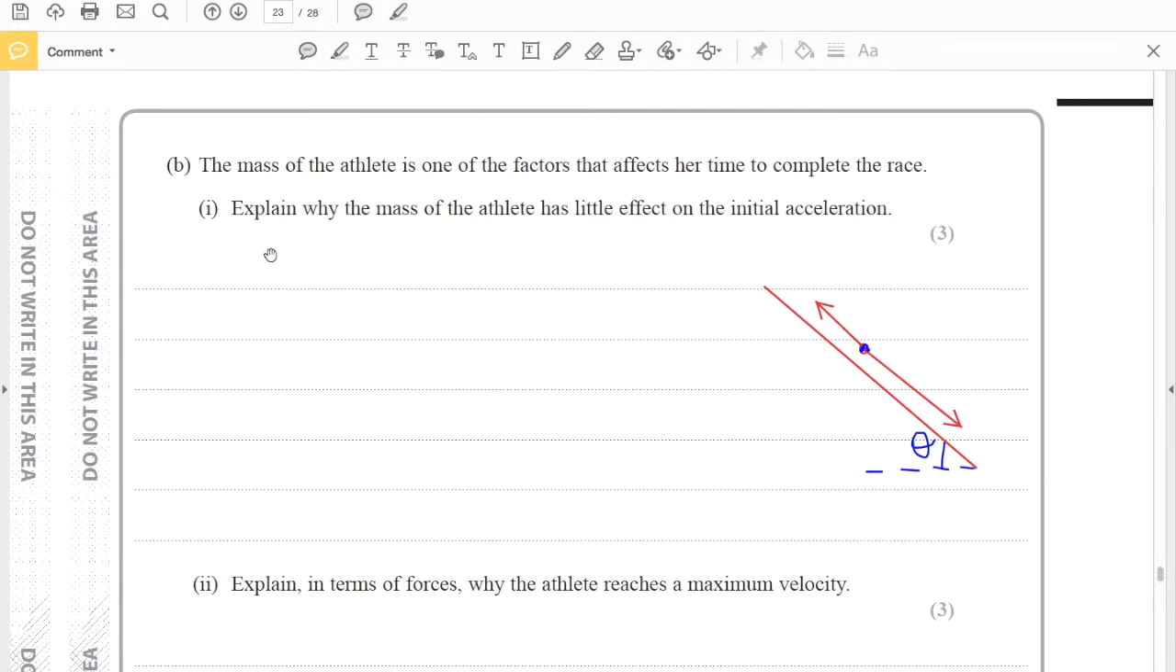In this question, it's asked: the mass of the athlete is one of the factors that affects her time to complete the race. Explain why the mass of the athlete has little effect on the initial acceleration. Here again, the key term is initial acceleration. They're not talking about the entire acceleration of this journey, but only that. That's a hint here.